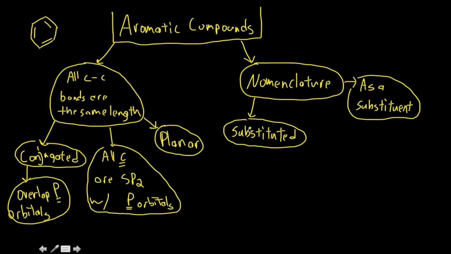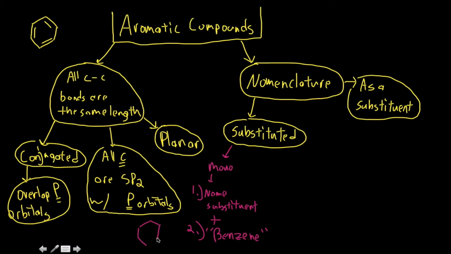So let's go ahead and do this in colors here. I don't know why I've waited so long to switch colors. Whenever you have, for example, a monosubstituted compound, the first thing you do is just name the substituent, and two, add the word benzene. So here's a benzene aromatic compound with a nitro group. What am I going to call this? Well, this is nitrobenzene. And I'm going to circle that whole thing because this is really getting crowded.